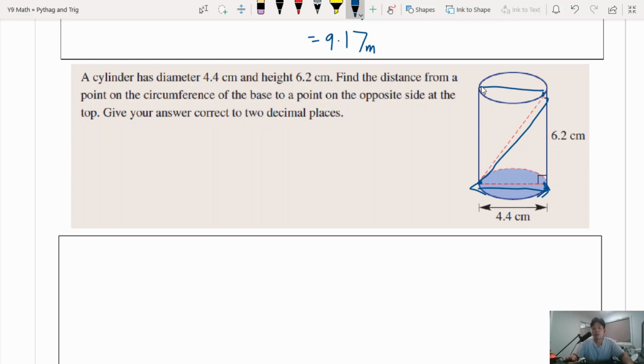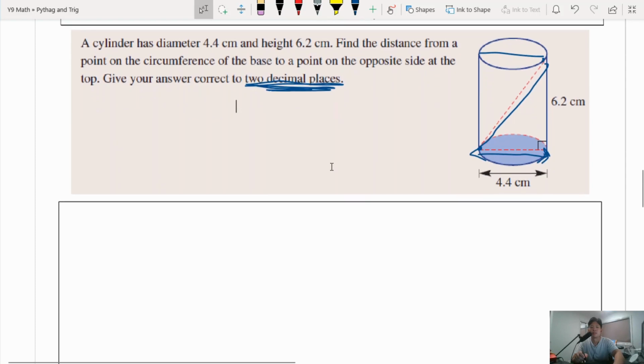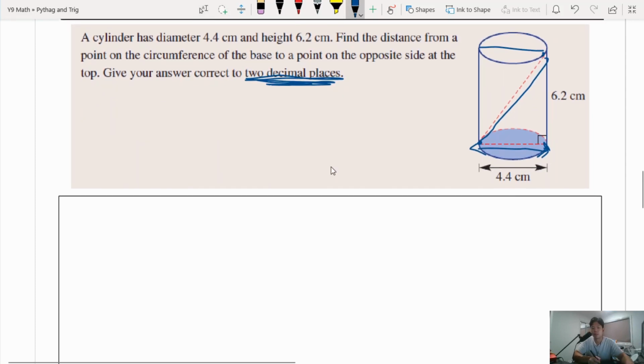Give your answer correct to 2 decimal places. This is very important. I forgot to point that out in the question before, but make sure you're doing what the question asks. Alright, so we've got our right angle triangle. Remember to draw the diagram separately. So we have something like that.